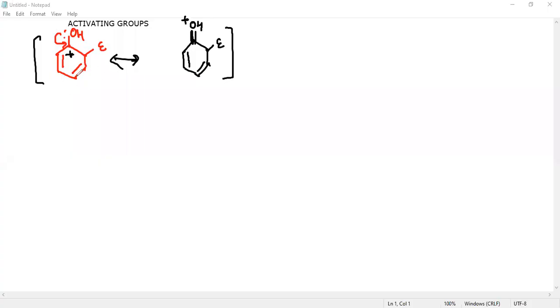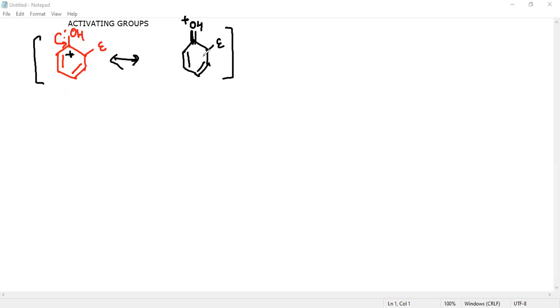The OH group is ortho-para directive because it is electron donating. So this O has a lone pair, which can actually donate the electron pair here, compensating this plus charge on this carbon and becoming itself positive. What you can see is this plus charge moved all the way up to the oxygen. So the more this charge you can distribute on the molecule, the better is the stabilizing effect.